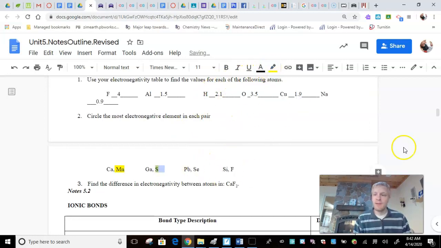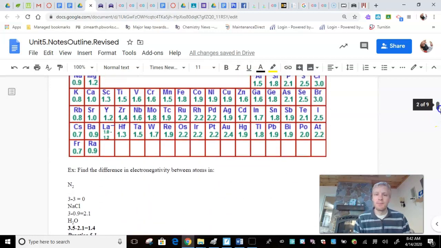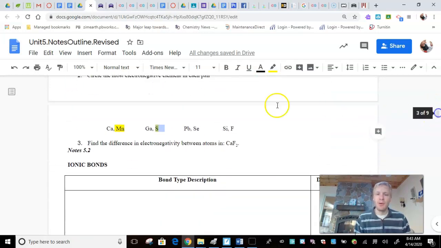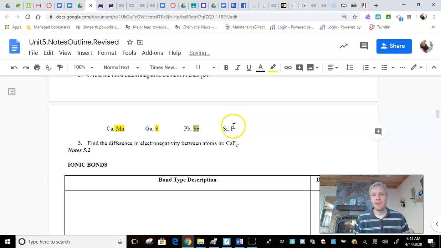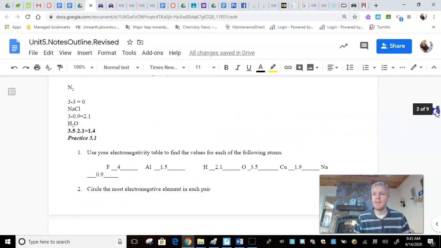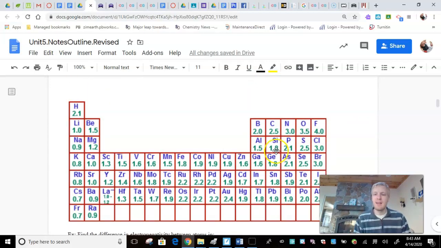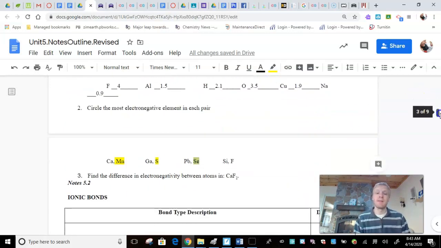And then we got lead versus selenium. Selenium is 2.5, lead is 1.9. So selenium is higher, it is more electronegative. And then silicon versus fluorine. I know fluorine is the most electronegative, but just double check so you can see silicon's 1.8, fluorine's 4. So fluorine is definitely more electronegative.